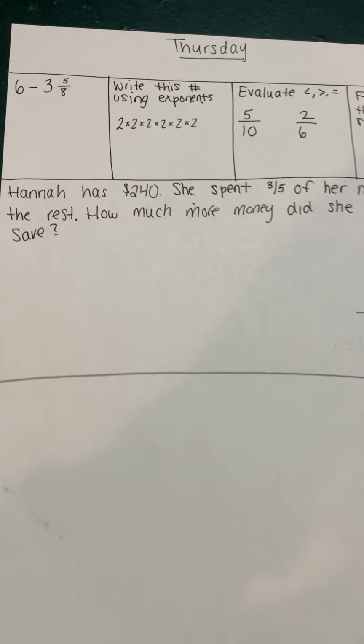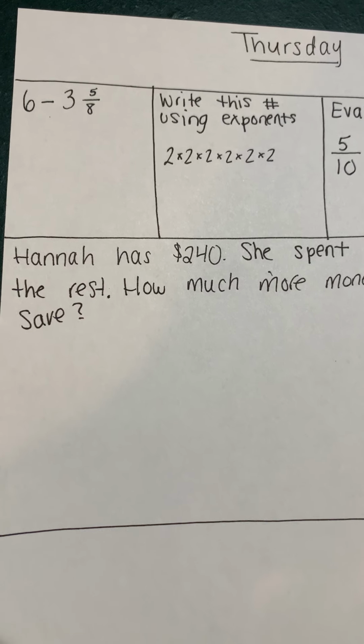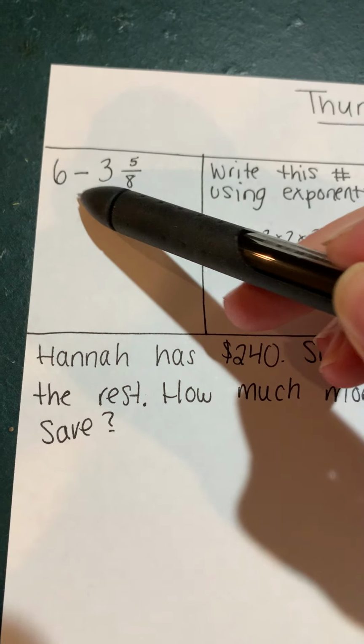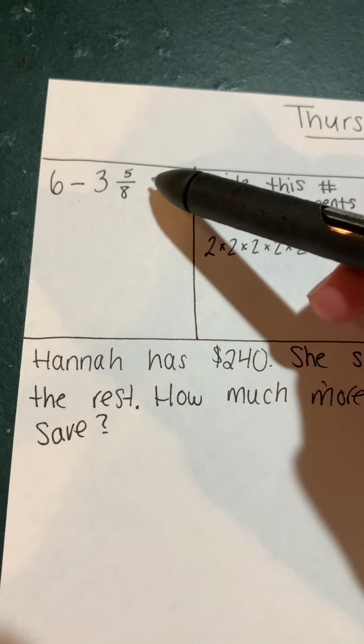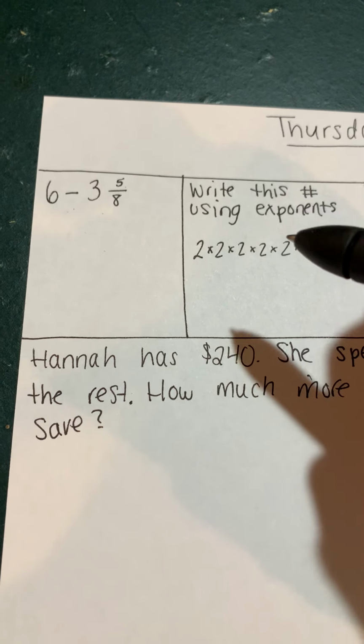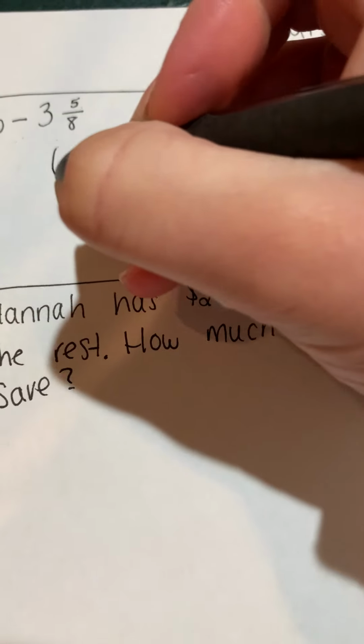Thursday's morning work. Our first problem is 6 minus 3 and 5/8. I've noticed some of you solving the whole numbers first, subtracting the whole numbers, and then just bringing the fraction down. However, we cannot solve that way because we're going to get a different answer. So we need to set it up vertically.